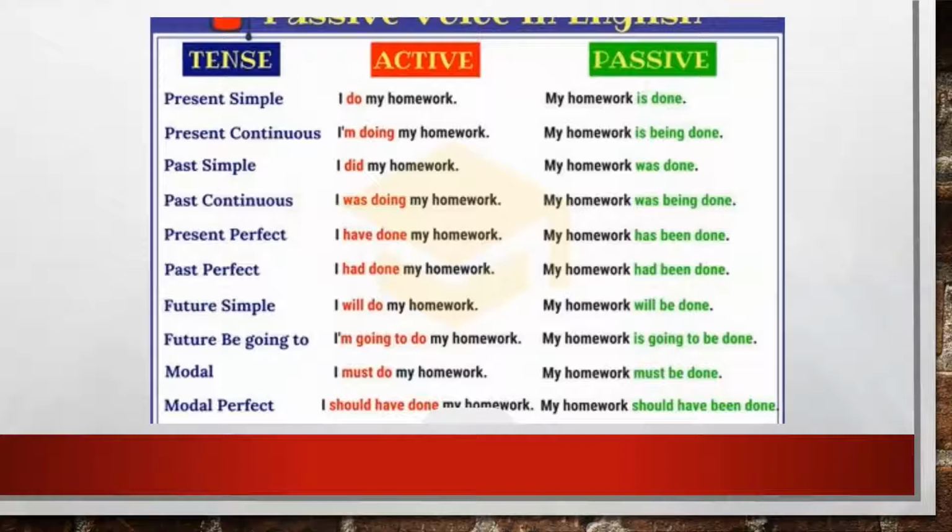Present perfect tense, I have done my homework. My homework has been done. Past perfect tense, I had done my homework. My homework had been done. Future simple tense, I will do my homework. My homework will be done. Future being going to, I am going to do my homework. My homework is going to be done. Modal auxiliary, I must do my homework. My homework must be done. Modal perfect, I should have done my homework. My homework should have been done.